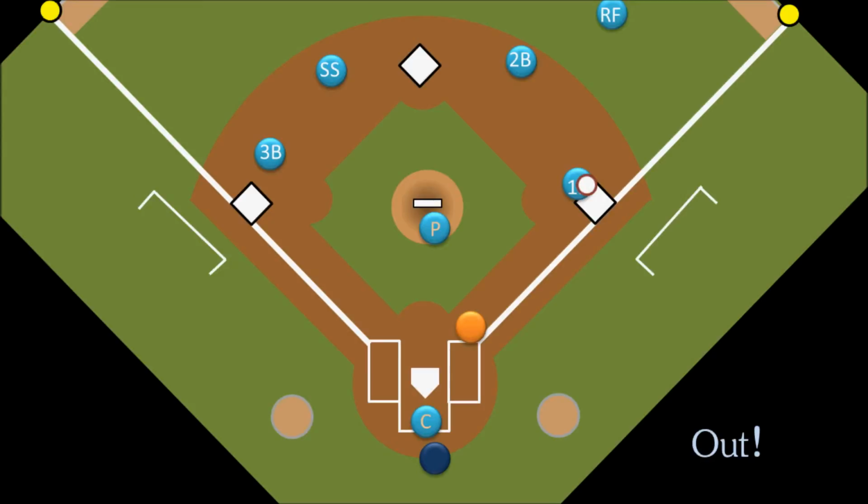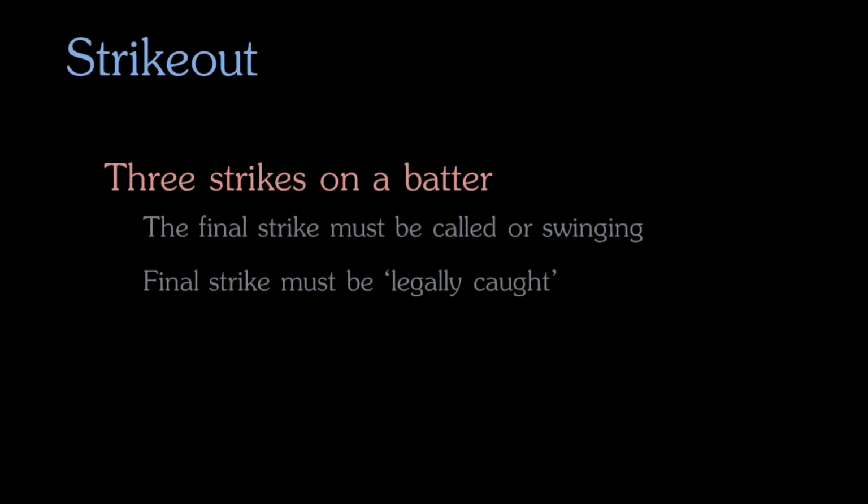So finally, let's recap what we learned in the last video about strikeouts. Remember, 3 strikes and the batter is out, but the third strike cannot come on a foul ball. It must either be a swing and a miss or a strike that is called by the umpire. And the other aspect of this third strike is that the catcher must actually catch the pitch in his glove.